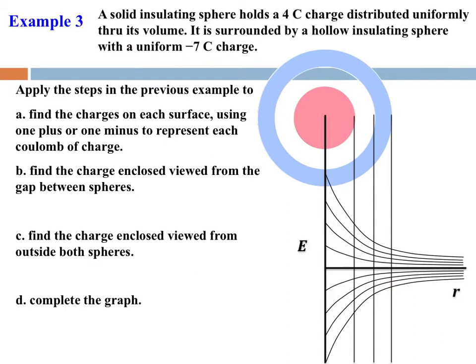In this example, we have a solid insulating sphere with a 4 coulomb charge, uniformly distributed throughout its volume, and it is surrounded by a hollow insulating sphere with a uniform -7 coulomb charge. So again, we have 4 positive charges being evenly distributed, and these -7 coulomb charges are going to also be evenly distributed. So these don't exactly gather up on the edge like they do with conductors. 1, 2, 3, 4, 5, 6, 7. Okay, imagine that's evenly distributed.